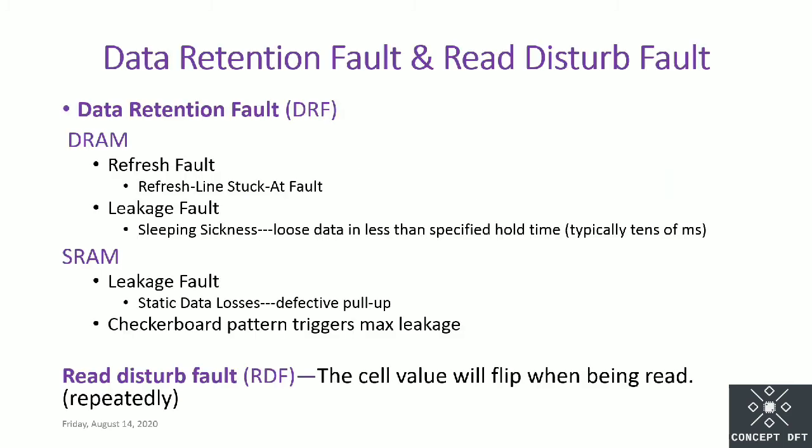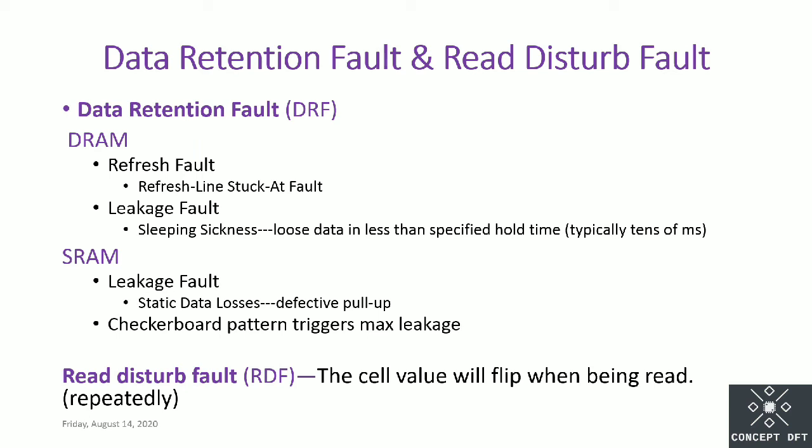Data retention fault and register fault. Data retention fault in DRAM. In DRAM, refresh fault will occur if refresh line is stuck at 0 or 1. Then another fault is leakage fault. If we are providing hold time less than our specified hold time, then there is a chance of losing data. This we call sleeping signal. So in DRAM, refresh fault and leakage fault will occur.